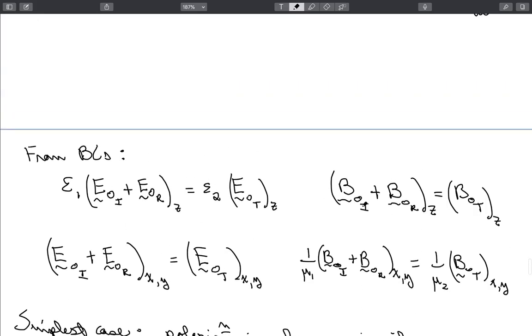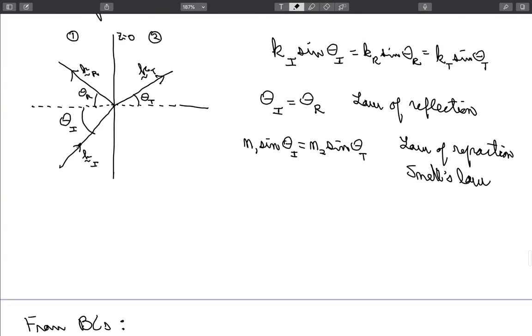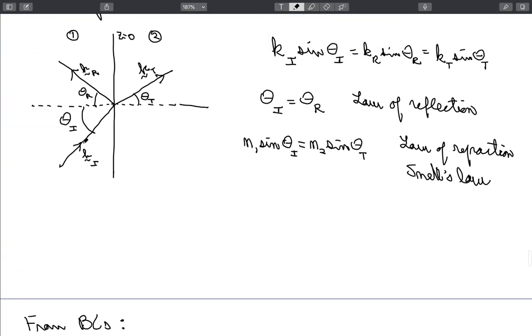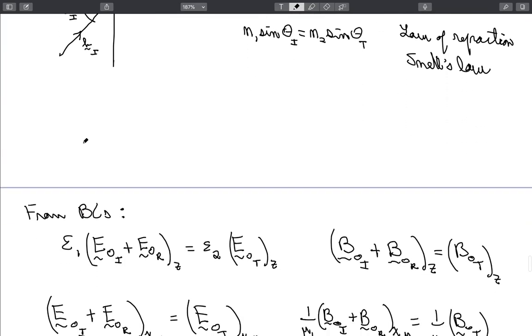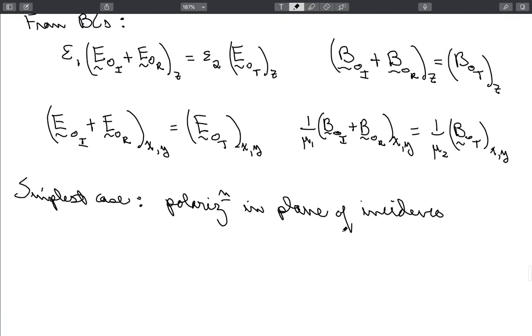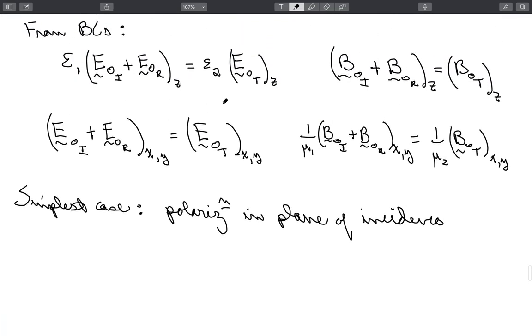Okay, so the electric field of my incoming wave will be taken to be inside the plane of incidence. If you do that one, and then you do the other one, with the field perpendicular to the plane of incidence, then by linearity you have a general solution. But we'll just do the simplest case first. So in that case, if I look at the first equation here, then I can rewrite it in the following way.